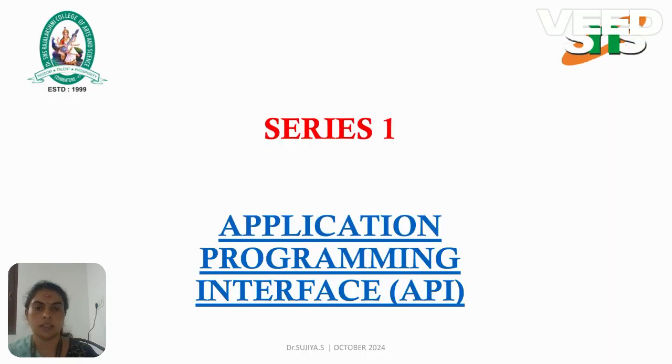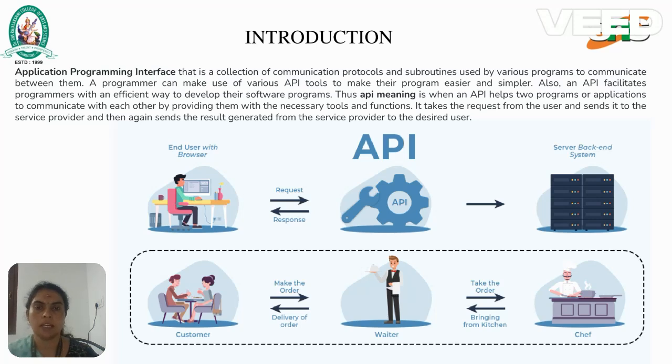Here in series 1 video, I'm going to discuss the application program interface, that is API. So application programming interface is a collection of communication protocols and subroutines used by various programs to communicate between a client and a server. A program can make use of various API tools to make their programs easier and simpler. Also, an API facilitates programmers with an efficient way to develop their software programs.